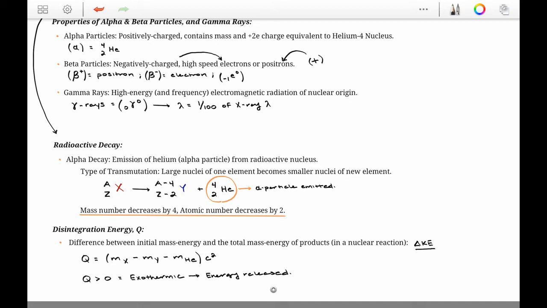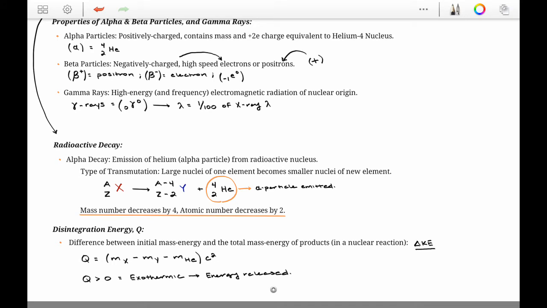The first type of radioactive decay that we're going to discuss is alpha decay. Alpha decay is simply the emission of an alpha particle, which we can relate to a helium nucleus, from the radioactive nucleus. The transmutation is that a large nucleus of one element becomes a smaller nucleus of a new element. Whenever we emit an alpha particle, we get rid of four particles of mass and 2 protons, so the new element has a mass number that decreases by 4 and an atomic number that decreases by 2.